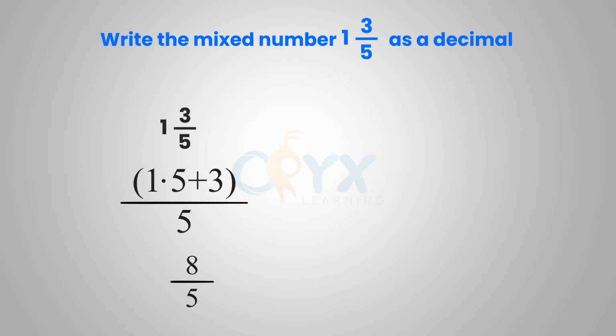And then similar to the last problem, I can divide 8 by 5. Right? I ask myself, how many times does 5 go into 8? That is 1 time. Subtract them. 8 minus 5 is 3.